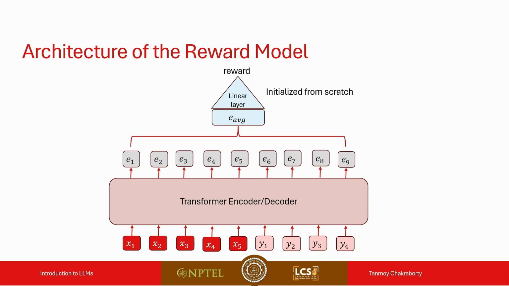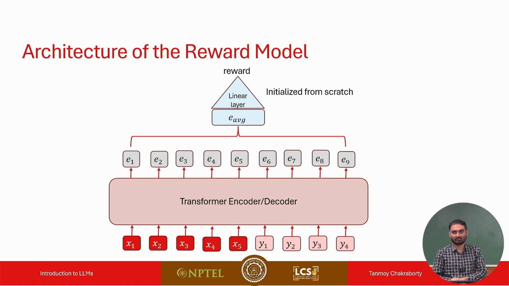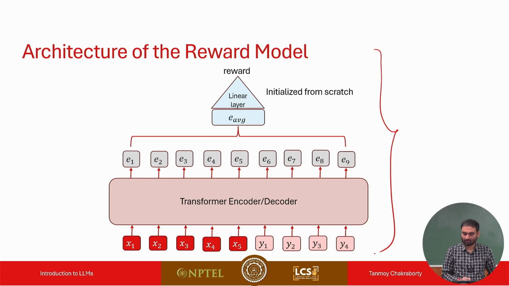Okay, so this is the structure of the reward model. As I mentioned, this is an LLM. It can be an encoder model like BERT, RoBERTa. It can be a decoder model like GPT or Llama or Mistral, whatever. What is the input to this model? The input is as follows. Now this is the model, this is the structure of the model.